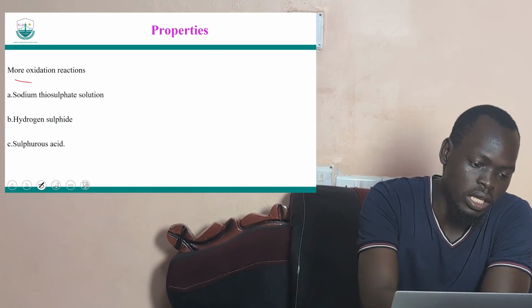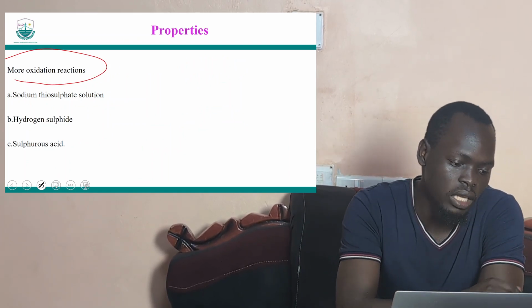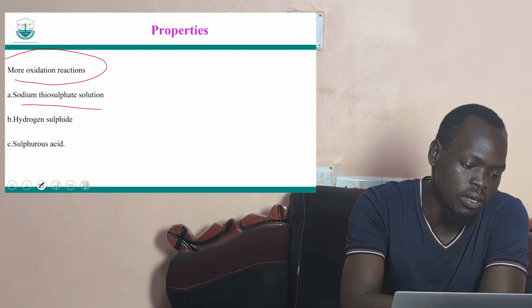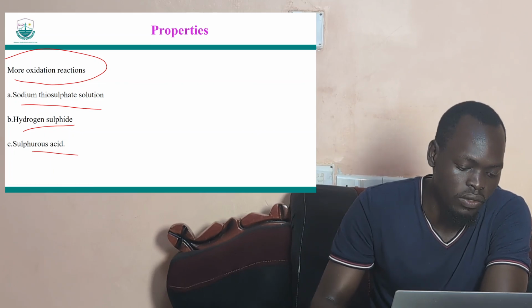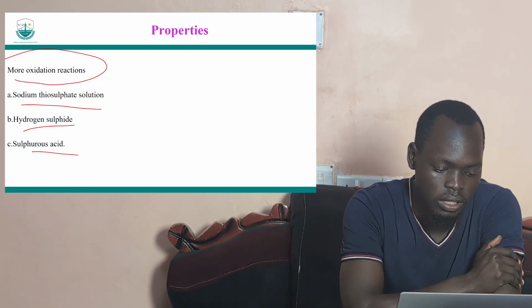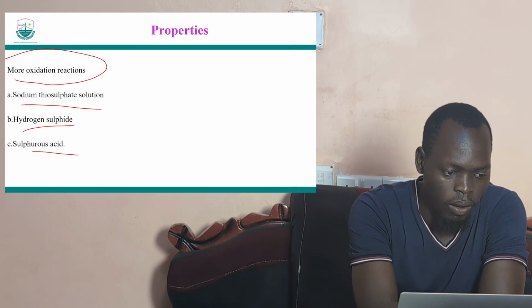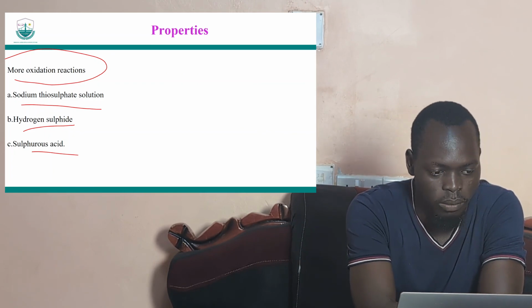But we can see that there are more oxidation reactions that can take place with sodium thiosulfate, hydrogen sulfide, sulfuric acid, and in different realms also. So that's basically the end of our lesson on the chemical properties.